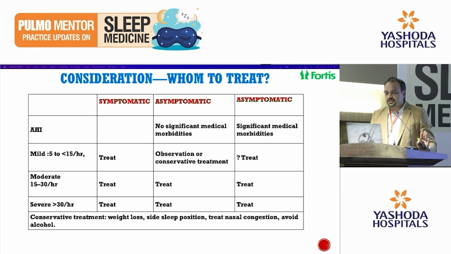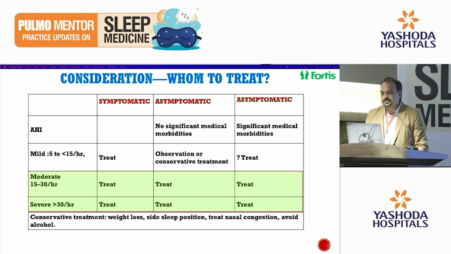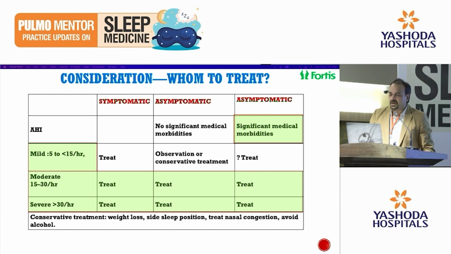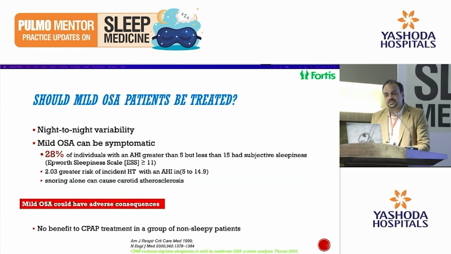So it is very, very clear that if your patient has moderate to severe OSA, you need to treat these patients with PAP therapy. But if it is mild and you have significant symptoms, then it also warrants treatment in your patient, but the compliance or the acceptance rate is very low in patients who are suffering from mild OSA. So should mild OSA be treated in such a scenario?